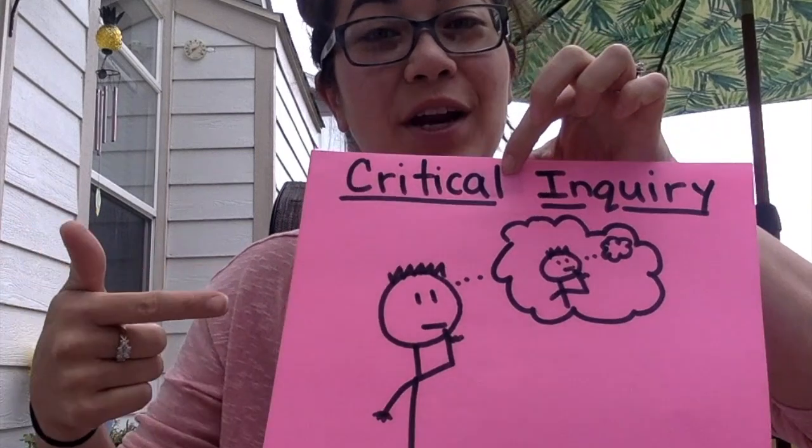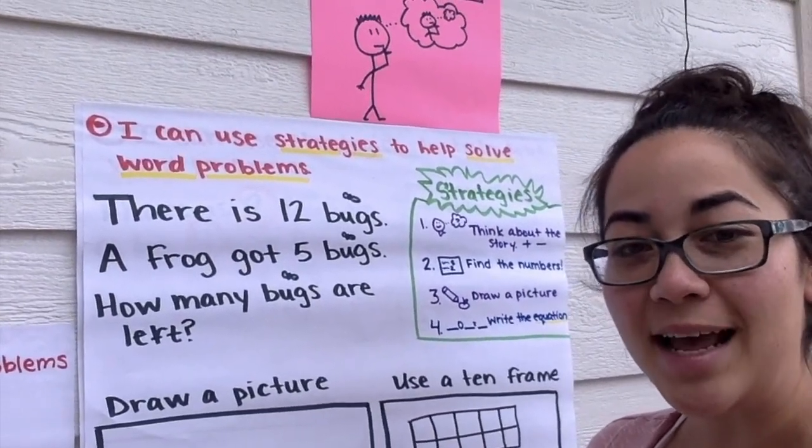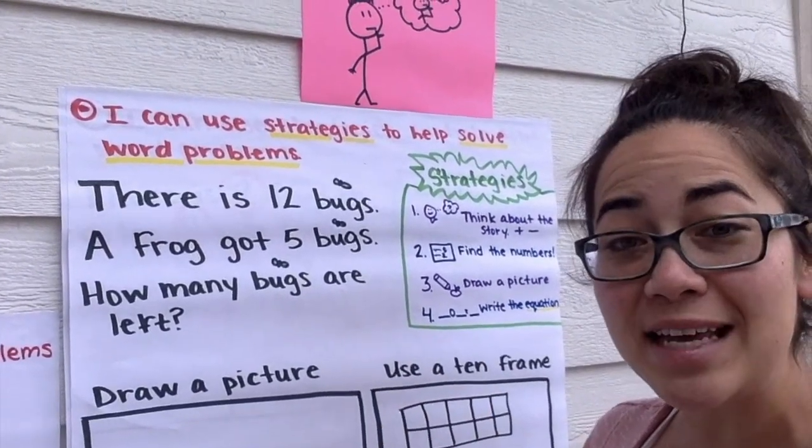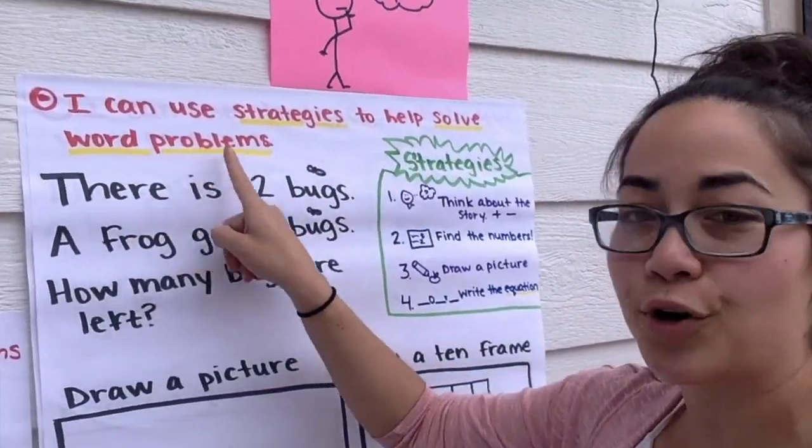Hi again, kindergarten mathematicians. Today, we're going to be using critical inquiry when we stop and think about our thinking to help us solve more math story problems. Okay, are you guys ready? Let's go. Just like yesterday, we always start with our learning target. And our learning target is the same thing as yesterday. I can use strategies to help solve word problems.